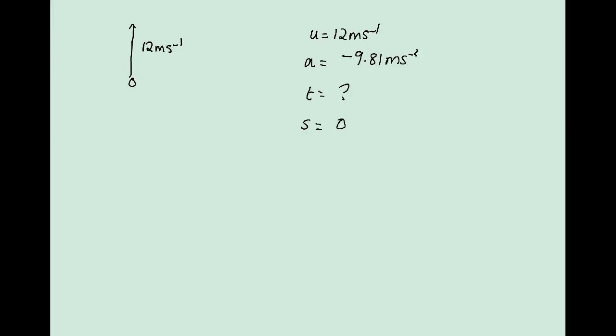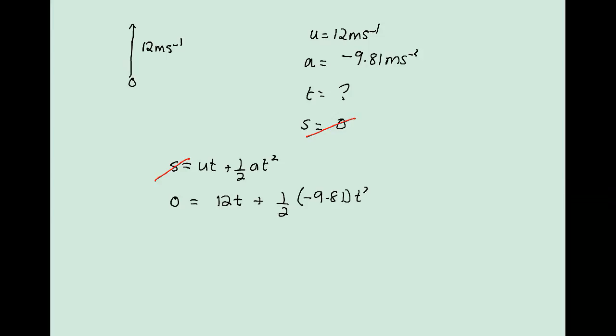So looking at what we've got there, the s equals ut plus half at squared equation is the most appropriate one. And this time, looking at it, it's the s that's 0, so it's this piece that's going to cancel out. So let's put in our numbers. We know 0 equals 12t plus half times -9.81 t squared, remember the minus there. When we rearrange it again, this other piece is going to lose its negative when we take it to the other side. So this is what we have.